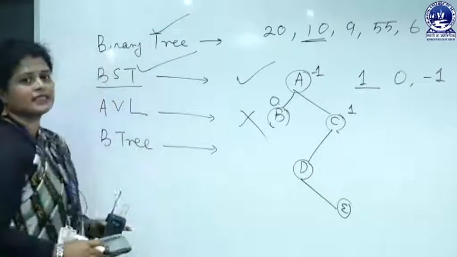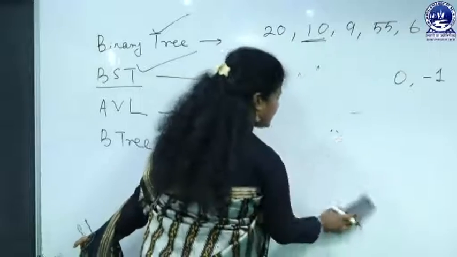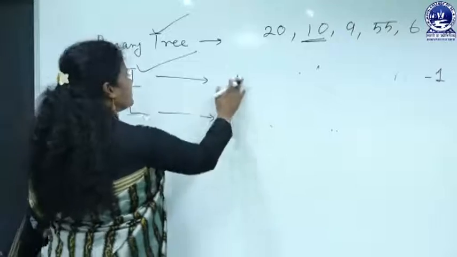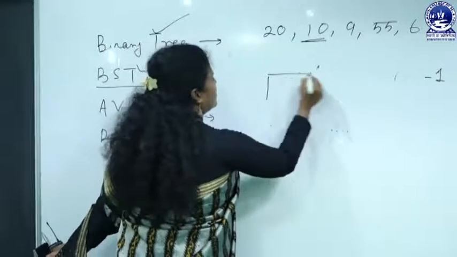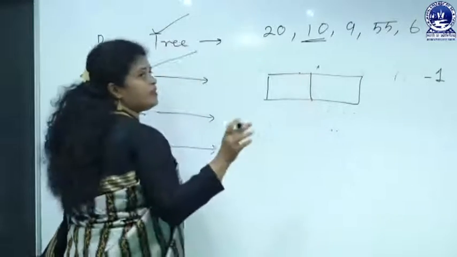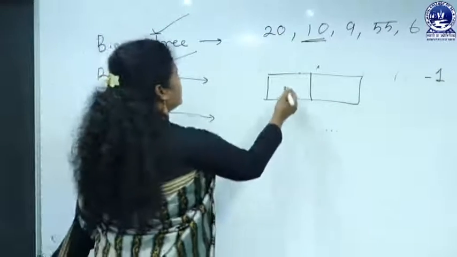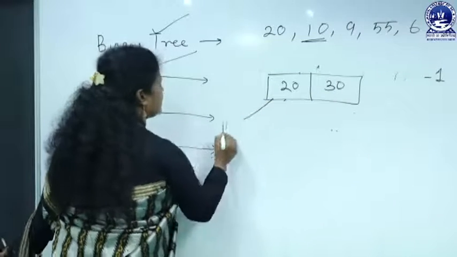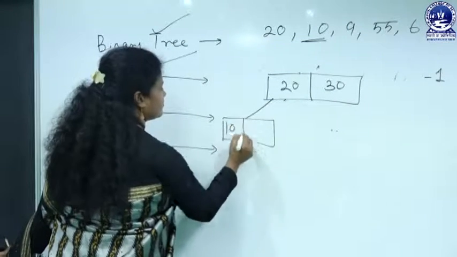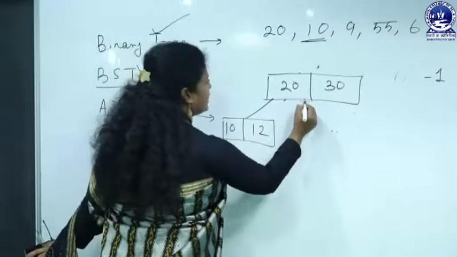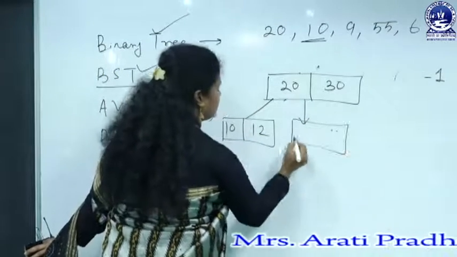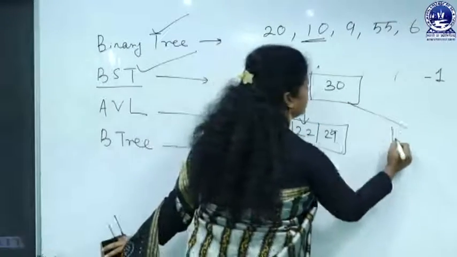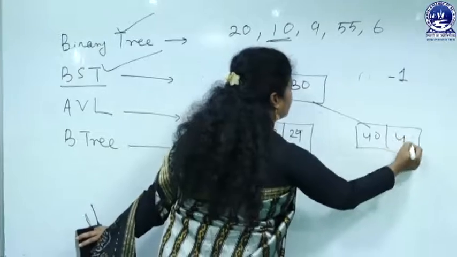Now I am going to discuss B tree. Actually B tree is very popular and B tree is, we may say, an M-way search tree. How? In case of B tree, the node may consist of multiple keys. Here I am using a very simple example so that you can understand it: 20 and this one is 30. And here suppose 10 and 12, let me first complete this one, then I will explain, 29, then here 40, 49.